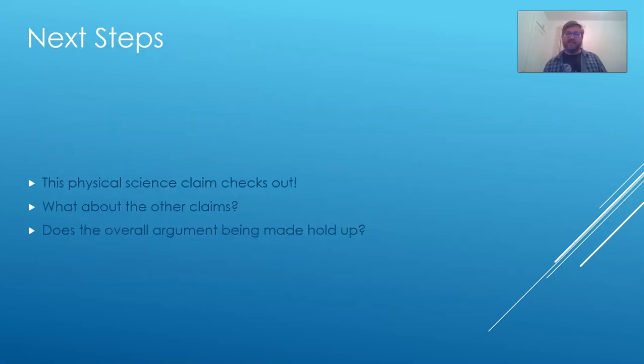So then our next steps would be, we could say, okay, this one physical science chain checks out. I think we can say that De La Salle was making a reliable statement there about the impact of climate change on the amount of fires, at least in the West. So then what about the other claims, right? There are a lot of other claims being made in this article. We could go through this process and check them all as well.